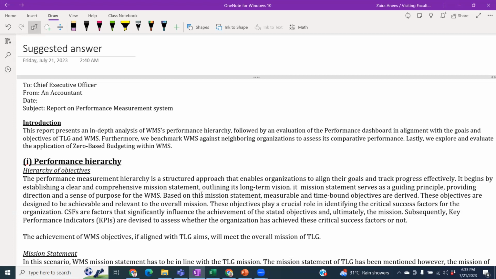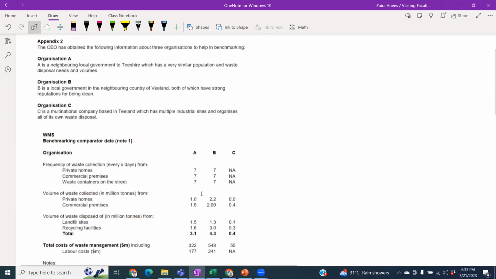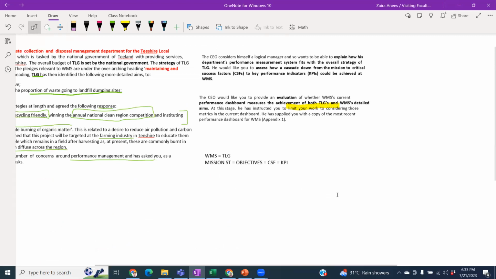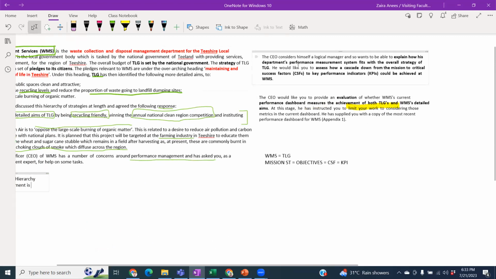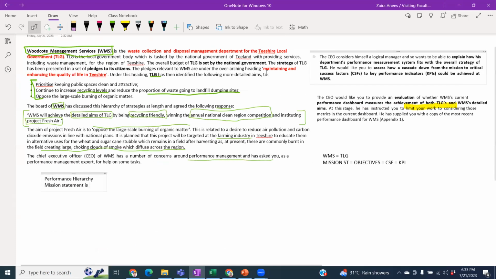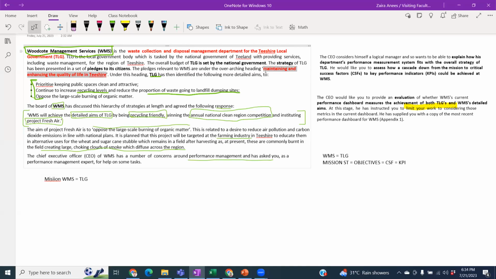Now, the next point is important. Why is it important? Because next he wants to identify how his department performance measurement system fits with the overall strategy of TLG, right? And how can we do that? We have to start with the mission statement, in the sense of what the WMS mission statement is, and whether it is connected with TLG or not. What is the mission statement of TLG? It is clearly given here: maintaining and enhancing quality of life in T-Shire. This is the overall mission statement. And based on this mission statement, we have identified a few objectives.